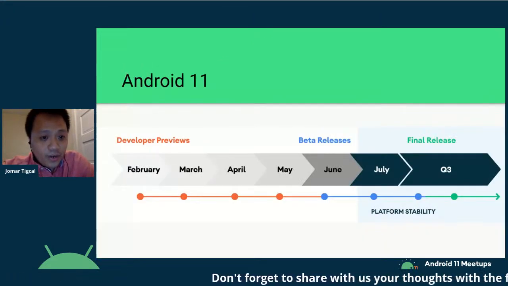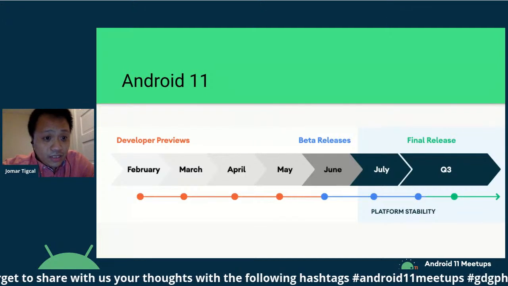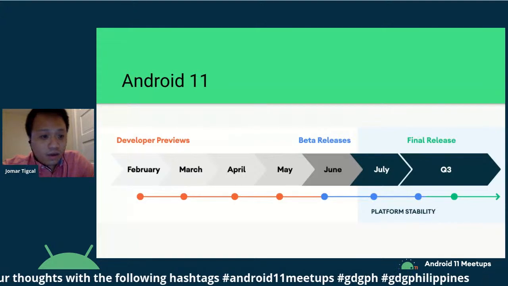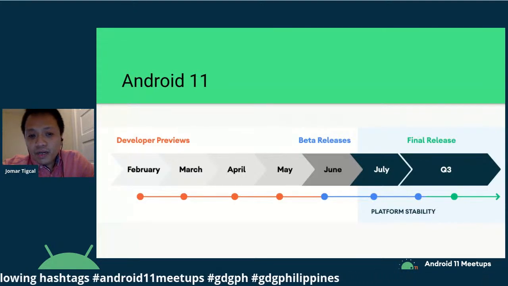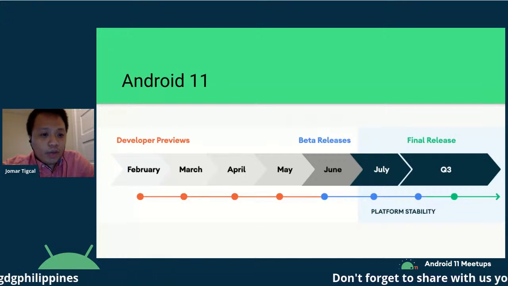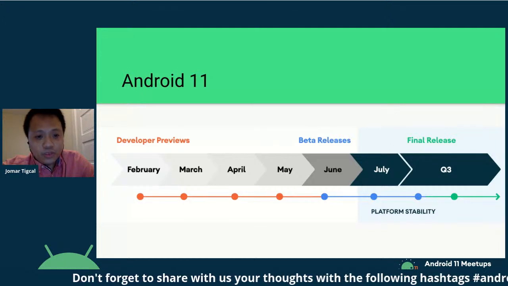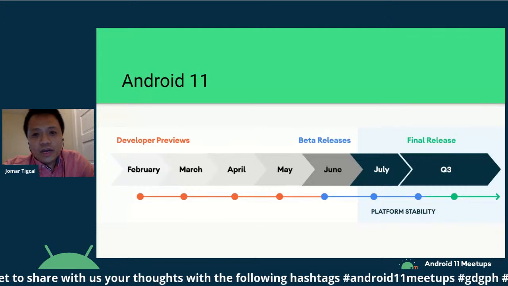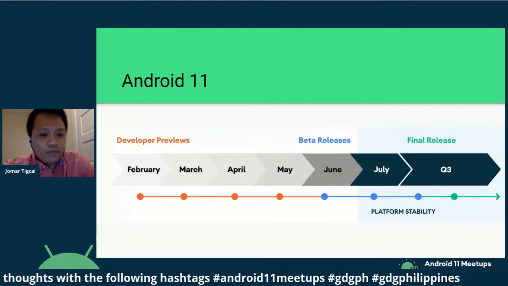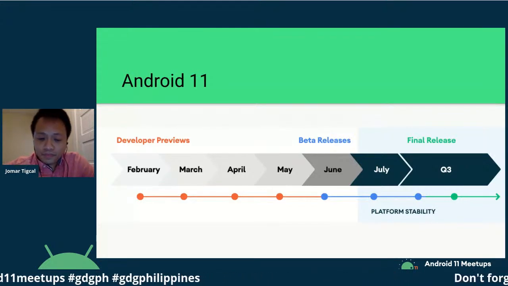Right now we're in the middle of the Android 11 release cycle for the beta. They started in February with the developer preview, and then by May they launched the fourth developer preview. They only launched the beta in June, so there's going to be another beta in July and August probably before they finally release it around the third quarter of the year.